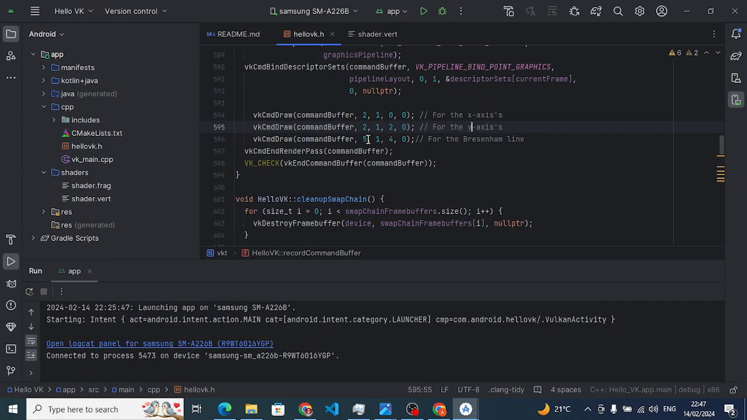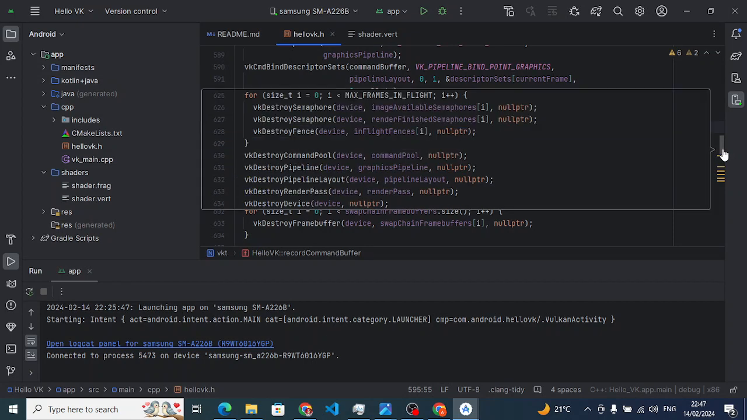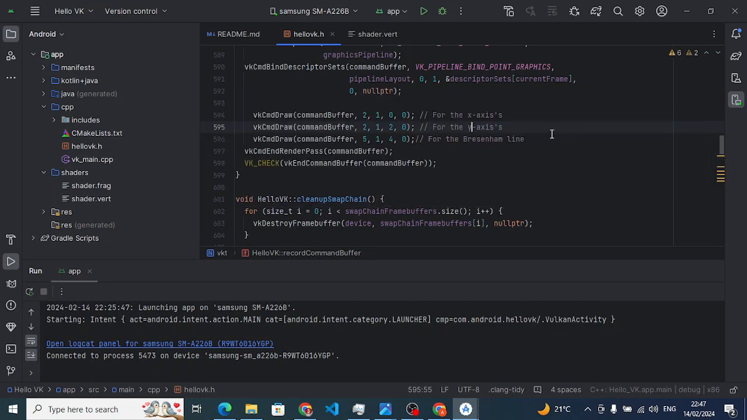Sorry, I think index 8, because usually our index starts from 0, so sorry for that one. So the other thing we really have to consider is the topology.